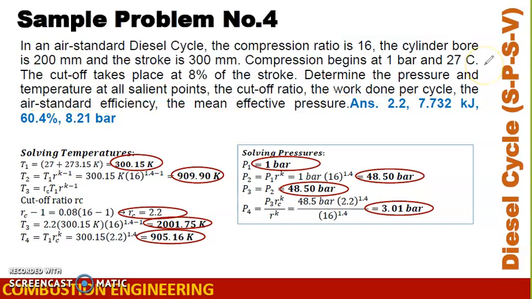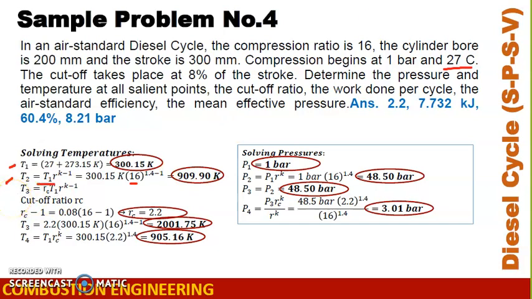So in finding the temperature at the salient points, we need to solve for P1 to T4, then P1 to P4. For T1 that is given, all we have to do is convert 27 degrees Celsius to Kelvin. For T2, we use the isentropic relationship between T2 and T1. Since we already have R that is 16, we just substitute the value, so we have 909.9 Kelvin.